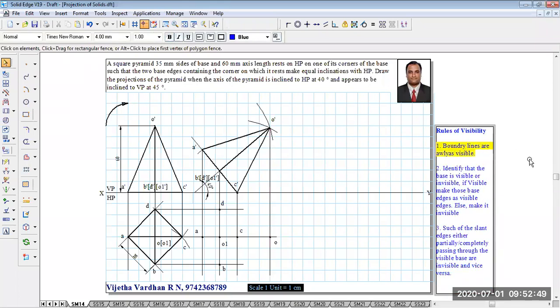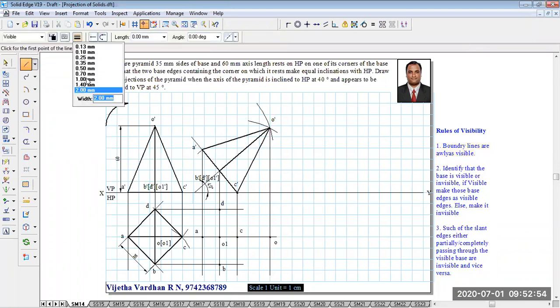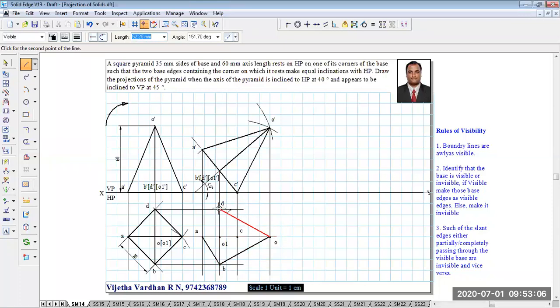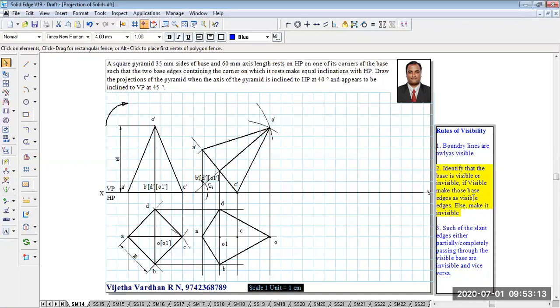Now, what does the first point say? The boundary lines are always visible. So according to it, using your HB pencils, identify the boundary lines. Which are the boundary lines? Starting with A to B, B to O, and O to D, and D to A are going to be the boundary lines. Next, identify whether the base is visible or invisible. If visible, make those base edges visible edges, else make them invisible.